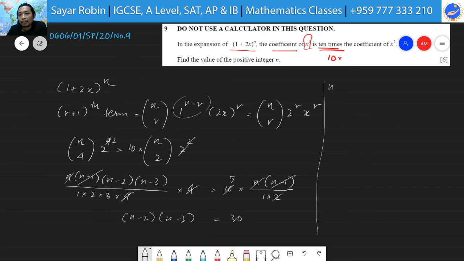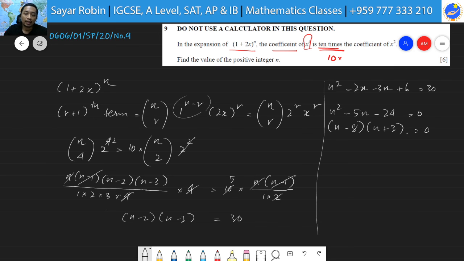n squared minus 2n, minus 3n, and negative 2 times negative 3 is positive 6, equal to 30. So n squared minus 5n, then plus 6 minus 30 gives negative 24, equal to 0. So this one must be n minus 8 times n plus 3, equal to 0. By using a scientific calculator or by hand calculation and the cross multiplication method, it's okay. Whatever you use, it is an easy step. So n minus 8 is equal to 0, or n plus 3 is equal to 0. So n is equal to 8, or n is equal to negative 3.